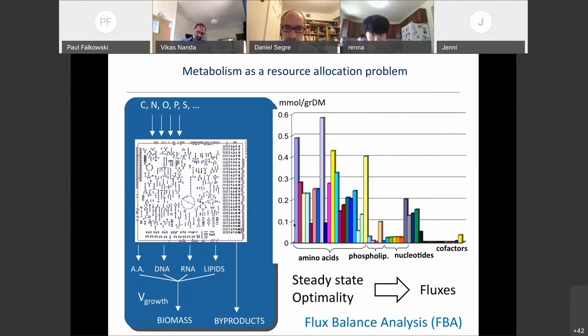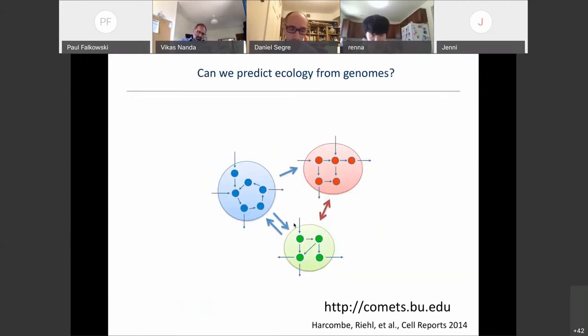And in thinking about this problem, we got more and more interested also in the question of how multiple organisms interact with each other, and asking whether it's possible to in fact use these genome scale models of metabolism to predict ecology, to understand not just what happens inside each cell, but also how cells interact with each other, for example, through competition for common resources or exchange, cross-feeding of metabolites that may be secreted by one organism and used by another. So there is a lot of work which I'm not going to talk about today.